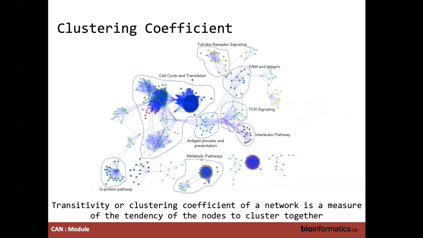Now, one of the more important characteristics of protein-protein interactions is their modularity, and we'll be demonstrating this in the lab shortly. High transitivity or clustering coefficient means that the network contains communities or groups of nodes that are more densely connected internally. So when looking for communities in a network, it's a nice strategy for reducing the complexity of the network and extracting these functional modules.